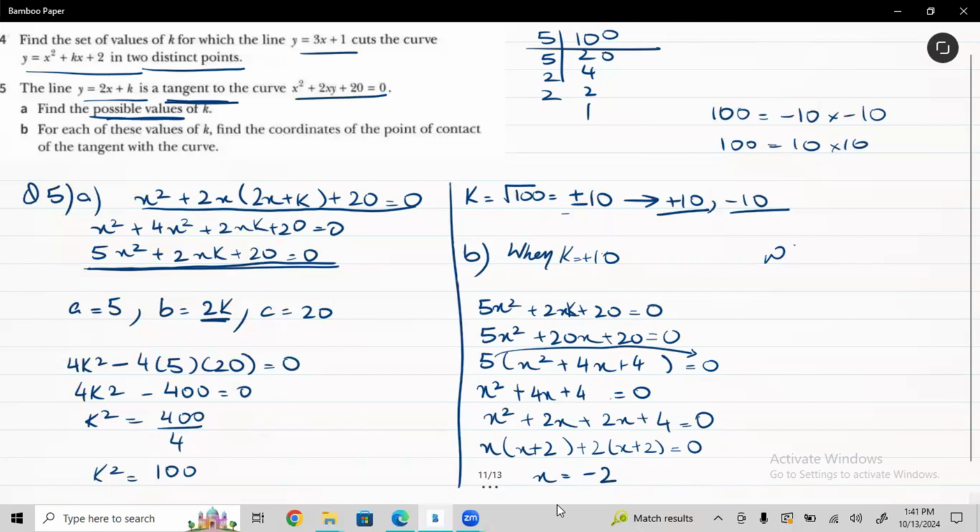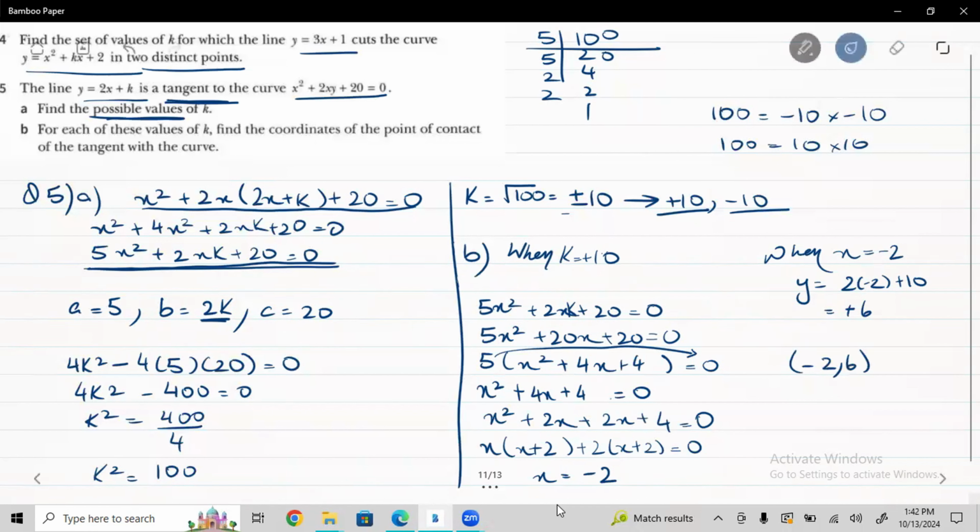So when x is equal to negative 2, we have to find out the y value. When x equals negative 2, y is equal to 2x plus k. So y is equal to 2 multiplied by negative 2 plus 10. So it's going to be negative 4 plus 10, which is equal to positive 6. So our answer will be negative 2 and positive 6 here.